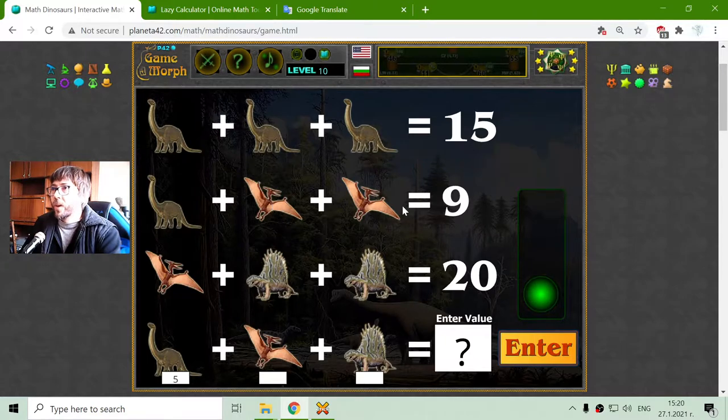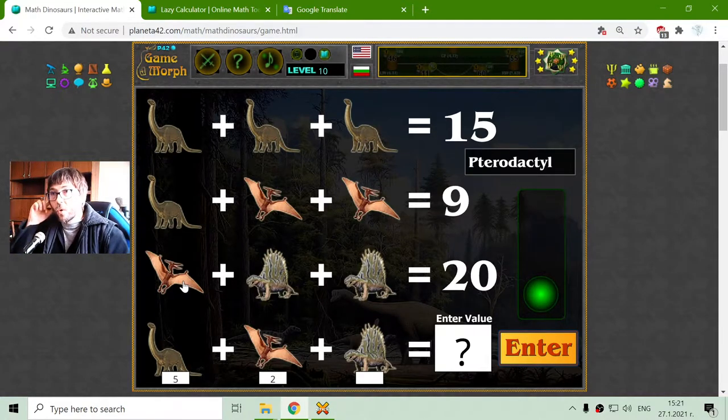The second row, we have 2 pterodactyls. All of them equal 9, or this is the sum of these 3 addends. What we do again, we subtract 5 from 9 to receive a 4 and divide the 4 by 2 to receive a 2. So the pterodactyl should have the value of 2.